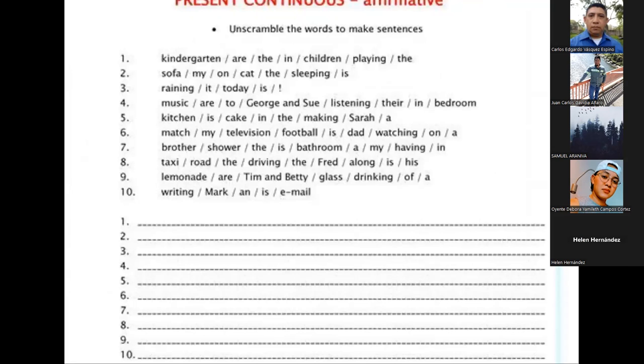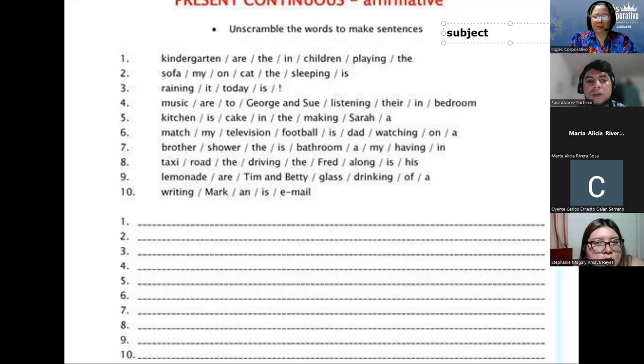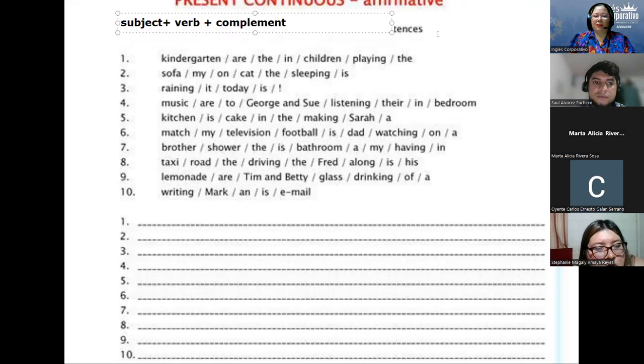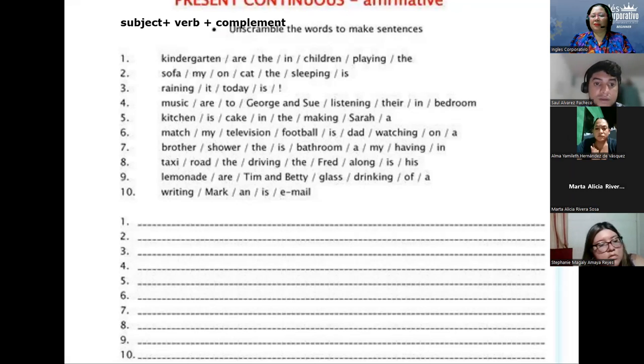I can, teacher. Okay, Saul, please come in. And everybody please participate, all right? Number one. Okay. Subject, verb, complement, right? I will write this. Subject. Children. Children are playing. Everybody, please, everybody. Are playing in the kindergarten.